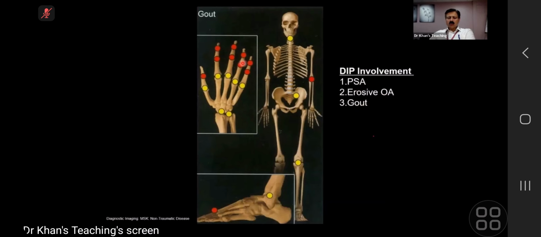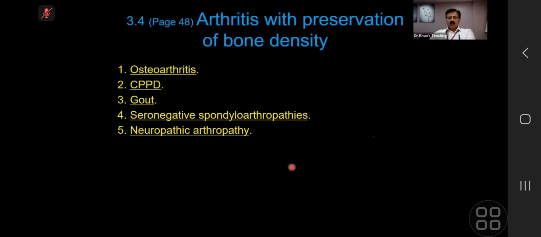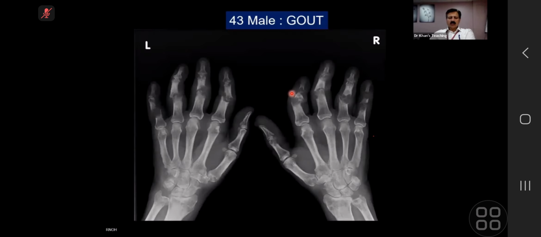We know that gout classically involves the first metatarsophalangeal joint, but nobody in the exam is going to show you this type of gout. It is too easy. So they will show you something else, an unusual, or atypical, or slightly uncommon presentation of gout. Please remember that gout has preservation of bone density.